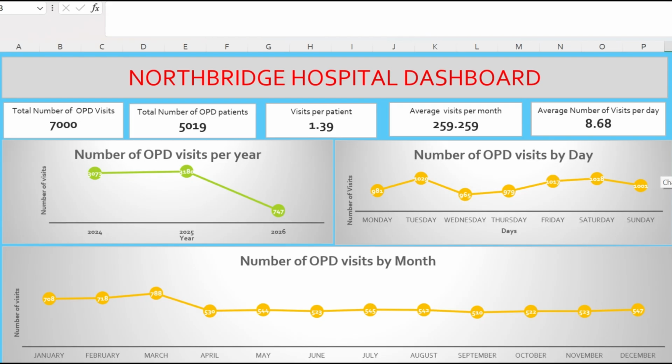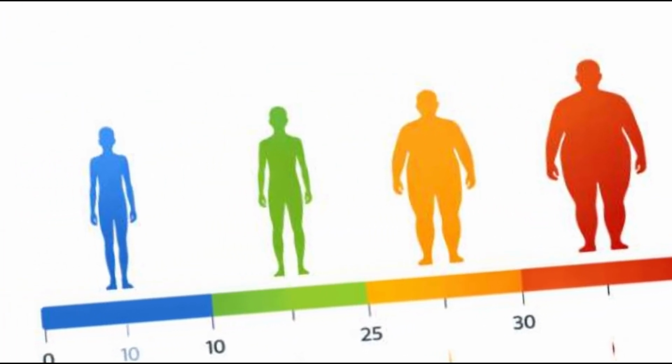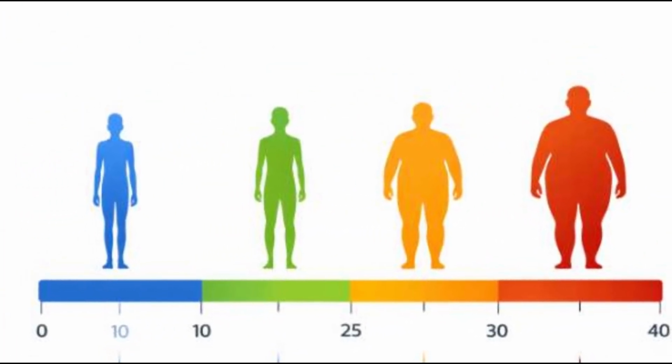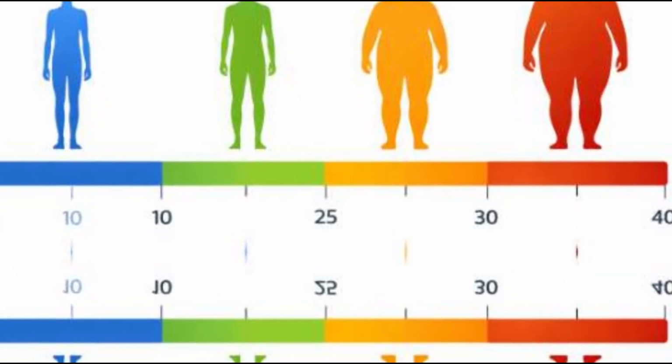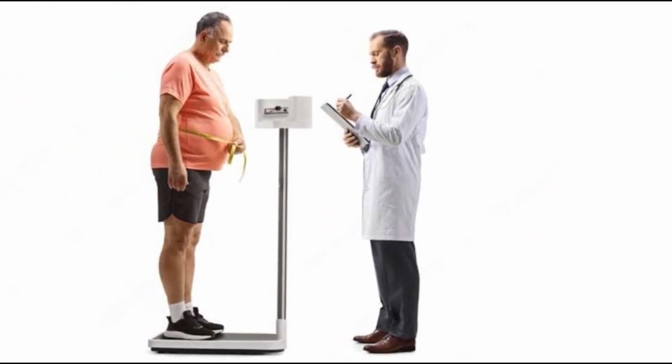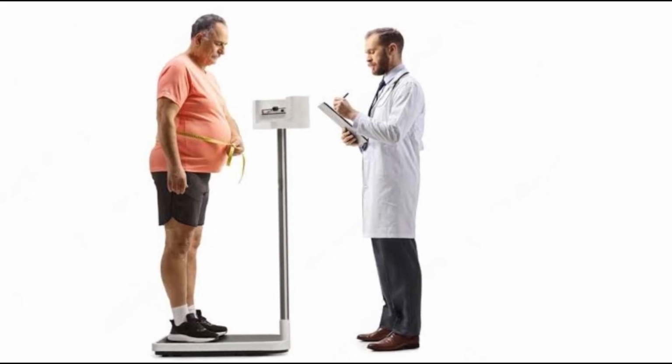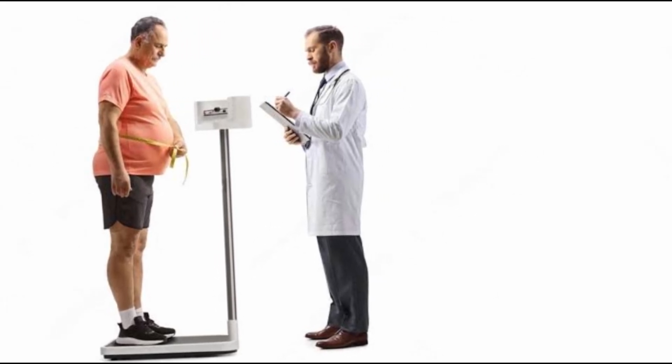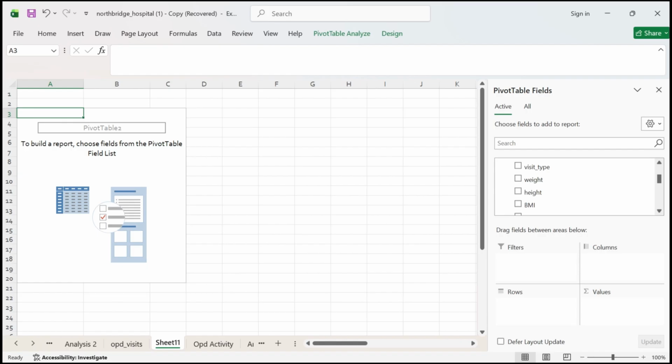The next dashboard shifts our focus from hospital activity to patient health characteristics. Anthropometric measurements provide valuable insight into nutritional status, chronic disease risk, and overall population health. Using our dataset, we analyze weight, height, BMI, and BMI categories to better understand the characteristics of patients attending the Northbridge Hospital. Let's begin with the weight.